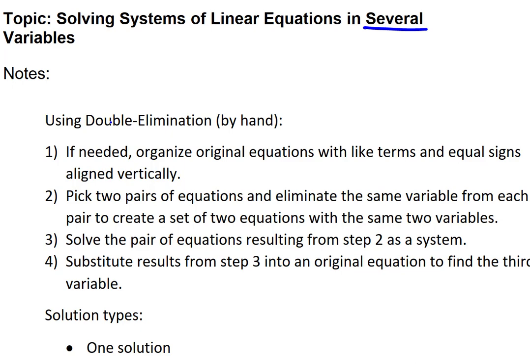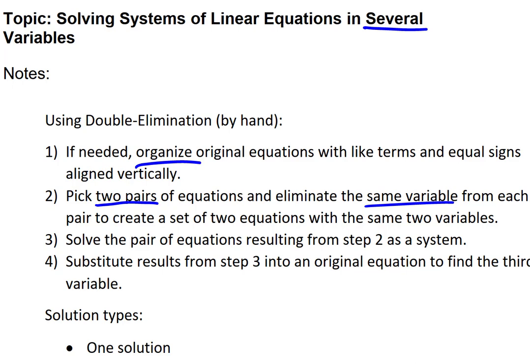So first, if needed, we're going to organize the original equations with like terms and equal signs all lined up vertically. So that's just kind of a helpful step to get us pointed in the right direction. Secondly, we're going to pick two pairs of equations and eliminate the same variable from each pair to create a set of two equations with the same two variables. Now, that's a lot of words. Okay, we'll see an example of how that comes to life here.